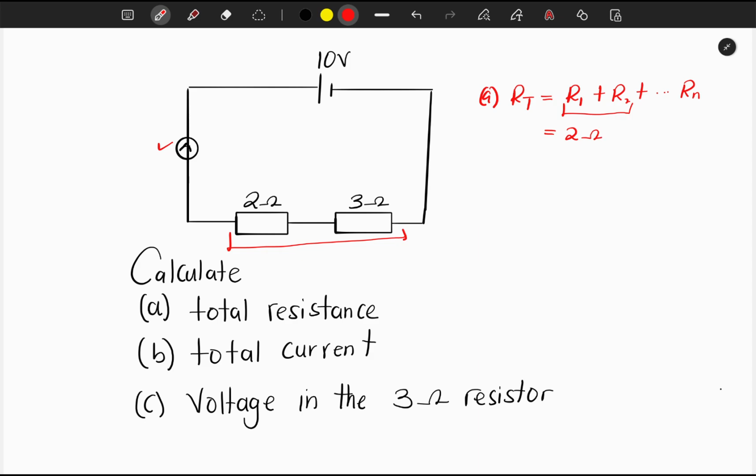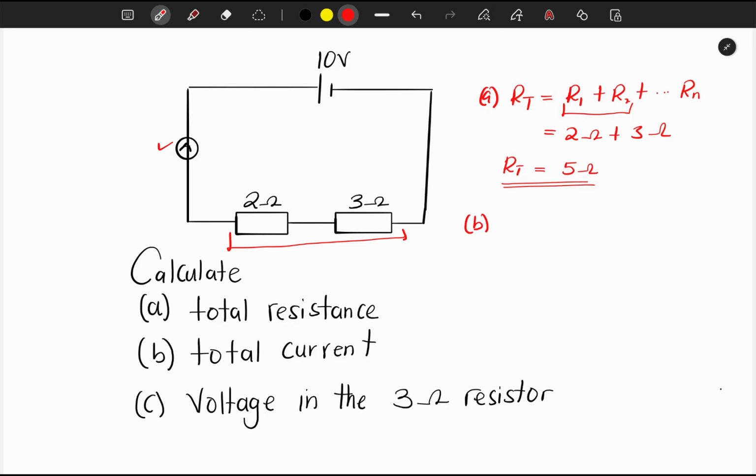So this should be the 2 ohm and 3 ohm resistor. So we are getting our total resistance as 5 ohms. Just like that, and you are done with part A. Now part B is asking us to find the total current.